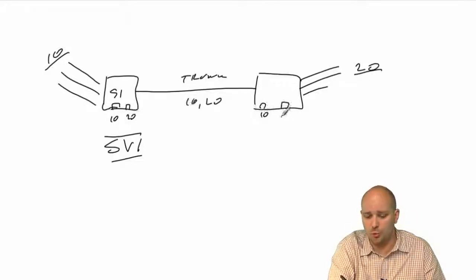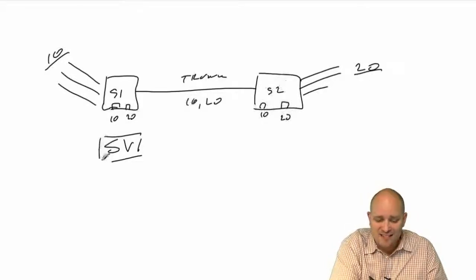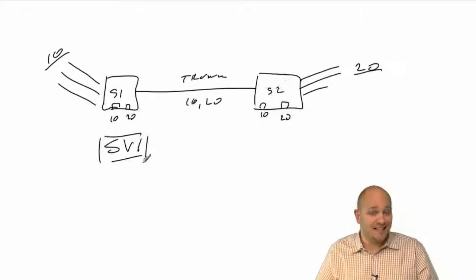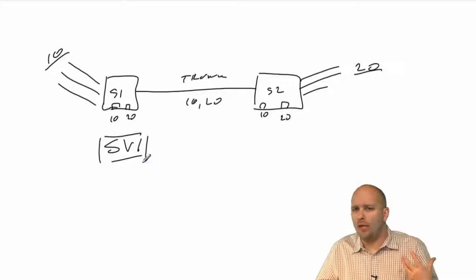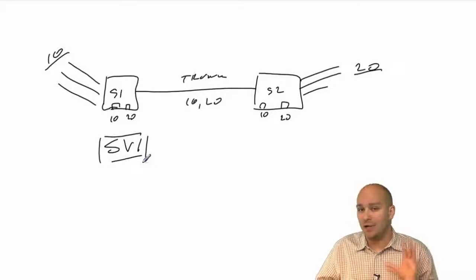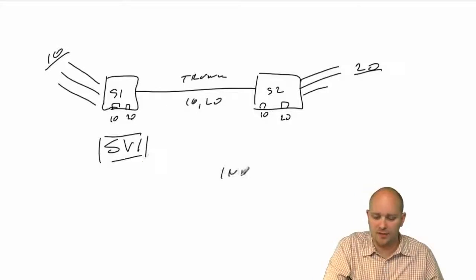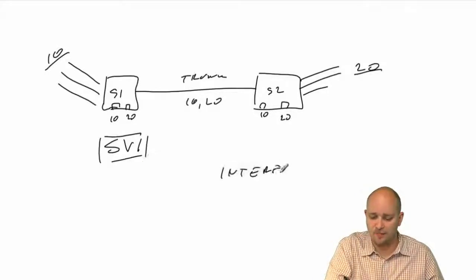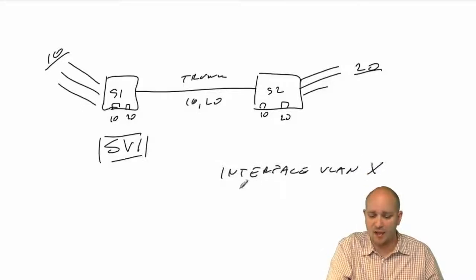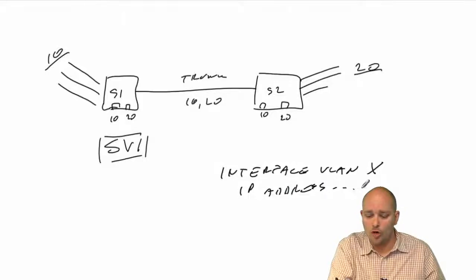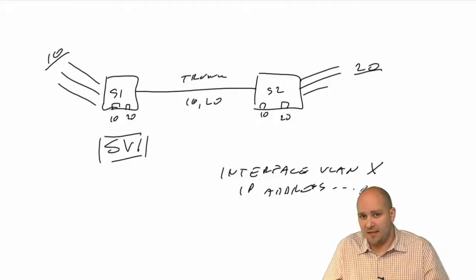Now, the SVI interfaces are logical interfaces that exist on the switch only logically. They are not tied to any real physical interfaces. They are configured with the syntax of interface VLAN X, and then here we can specify the IP address just like we would on any other interface that we have.